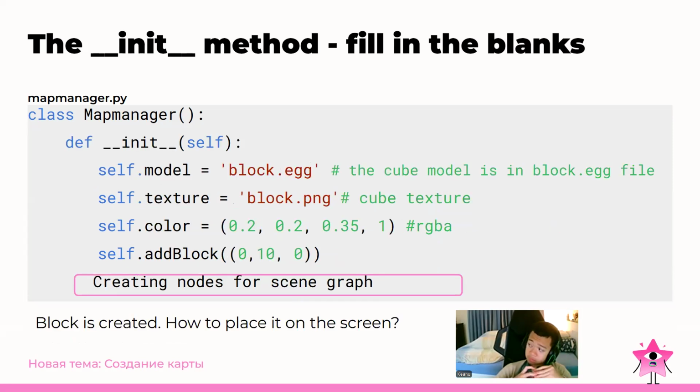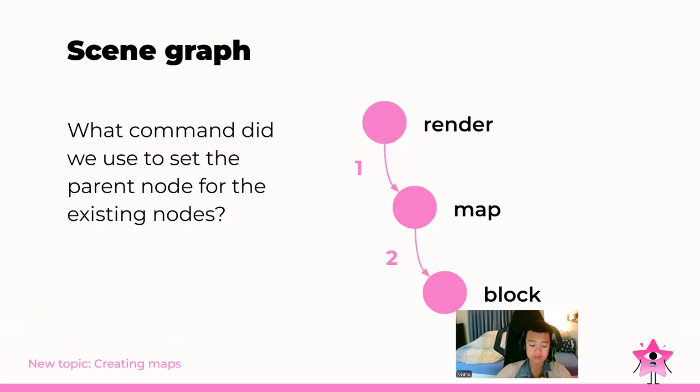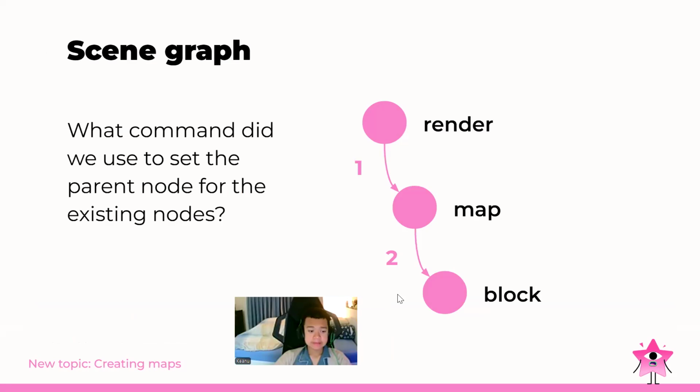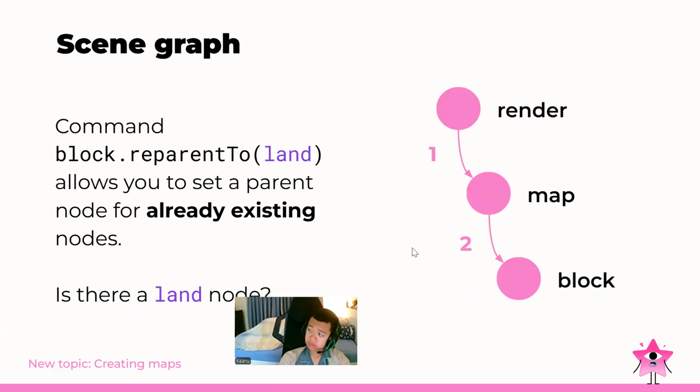And then for the init method, right now we go for creating nodes. So how to do this? Basically, for the node itself, what command do we need to use to parent a node to existing nodes? As you can see, from how nodes work, it goes from the render, to the map, and then the last part is the block. What does it mean? Okay, we go here again.